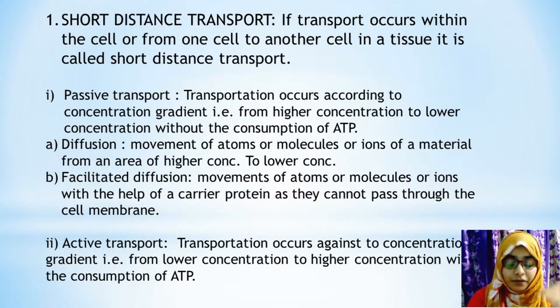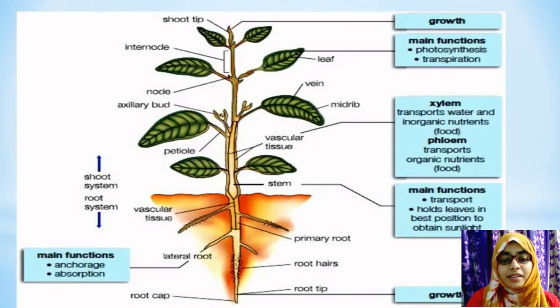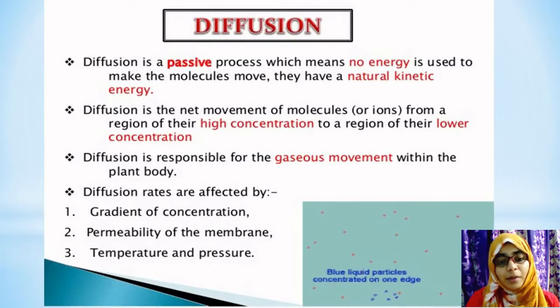We further divided it into passive transport and active transport. Passive transport is again divided into diffusion and facilitated diffusion. Next, we discussed long distance transport, that is, through xylem and phloem vessels. In the next slide, we discussed the various parts of a plant, where this transportation takes place, and what the functions of xylem and phloem are.